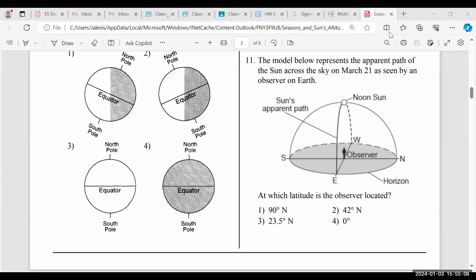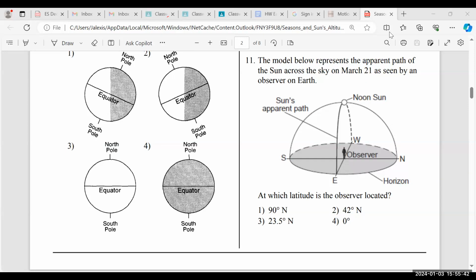All right, so number 11 says the model below represents the apparent path of the sun across the sky on March 21st, as seen by an observer on Earth. At which latitude is the observer located? All right. So one of the key things, when you see a diagram like this, there's two things that I would say for you to pay attention.